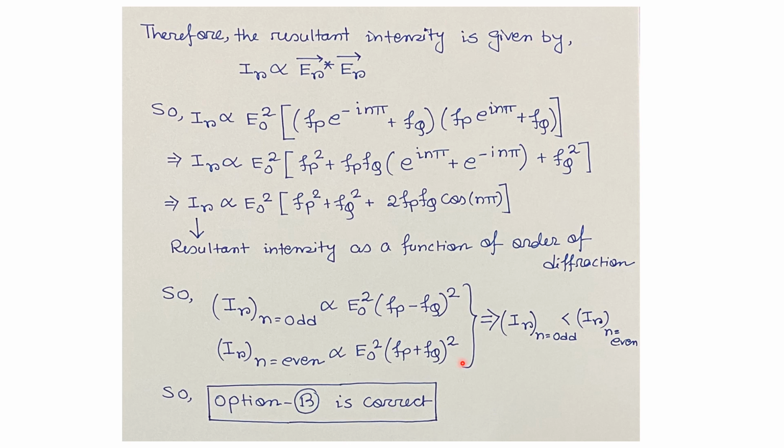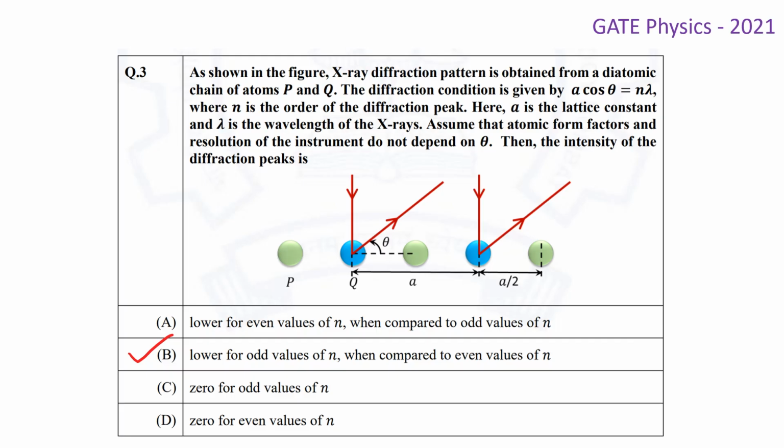Clearly, it can be seen that the resultant intensity for n odd is less than the resultant intensity for n even. So, among the four options, option B is the correct answer. Option B: lower for odd values of n when compared to even values of n. This is the correct answer for this question.